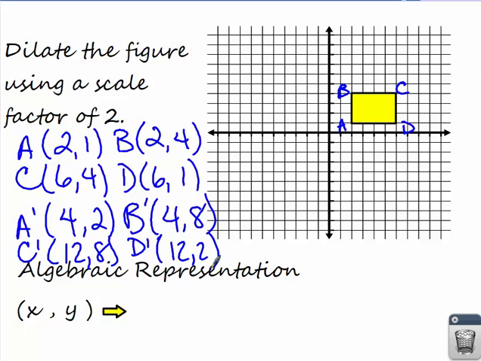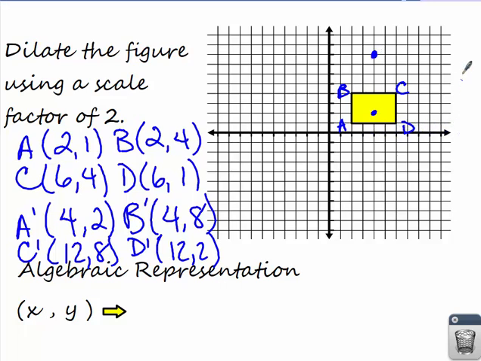So A prime is at 4, 2. I come out 4, go up 2, place a point. Go to B prime, it goes out 4 and goes up 8. So 1, 2, 3, 4, 5, 6, 7, 8. And then C prime is 12, 8.